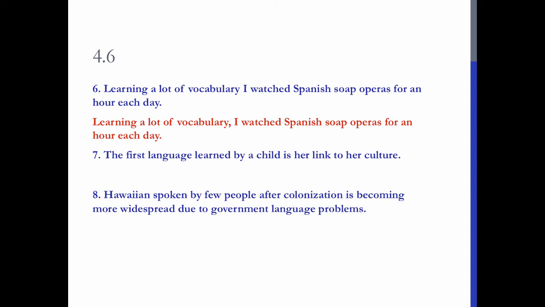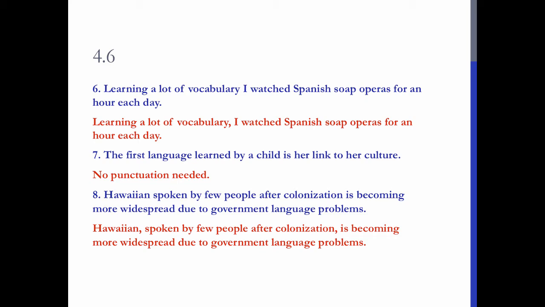So the comma says, hey, this next noun phrase, that's the subject of the sentence. So in 7, the first language learned by a child is her link to her culture. Here, there is not a comma because learned by a child is important information. We need that information in the sentence. So therefore, we need no commas here. So in 6, we add a comma because learning a lot of vocabulary isn't especially important. It's extra. However, in 7, learned by a child is important identifying information.